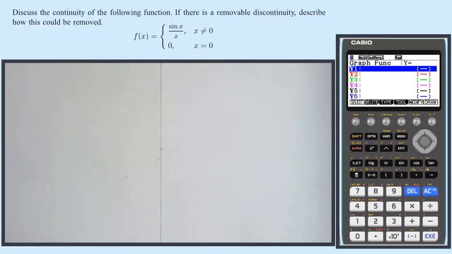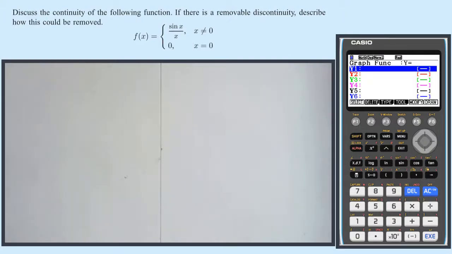Discuss the continuity of the following function. If there is a removable discontinuity, describe how this can be removed. So the function is defined in a piecewise manner. f of x equals sine x over x when x doesn't equal 0, so everywhere but 0, but f of x equals 0 when x does equal 0. So that's quite a tricky sounding function.